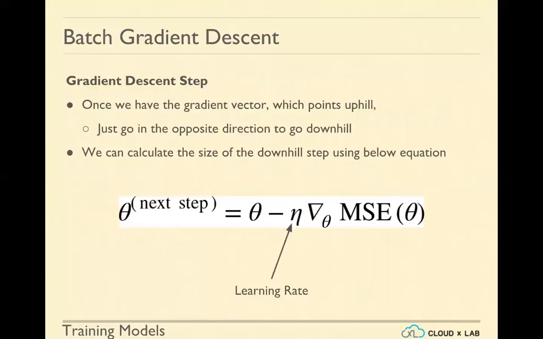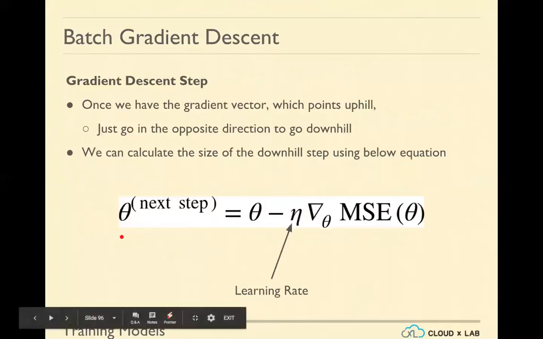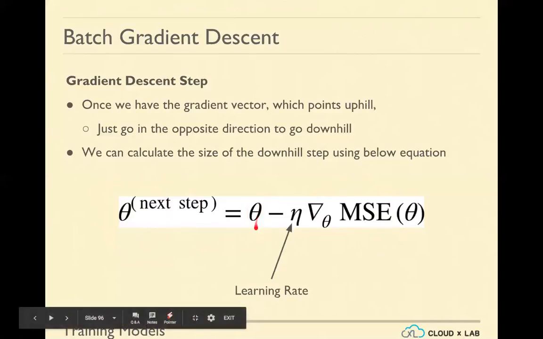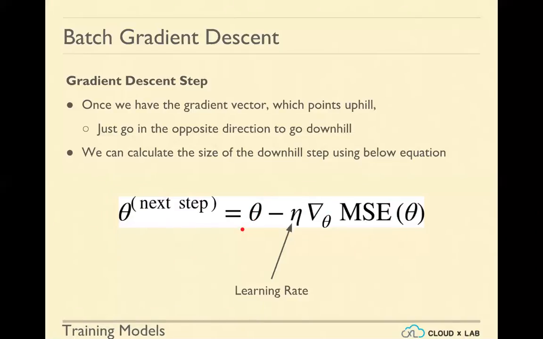Once we have the gradient vector, which points uphill, we basically go down in the other direction. So for the next step computation, we had some initial theta that we had assumed. Then we calculated the error. The next step of each theta is going to be the previous value of that parameter, or that dimension of parameters, minus eta, which is called the learning rate, multiplied by the rate of change of the error in that direction.